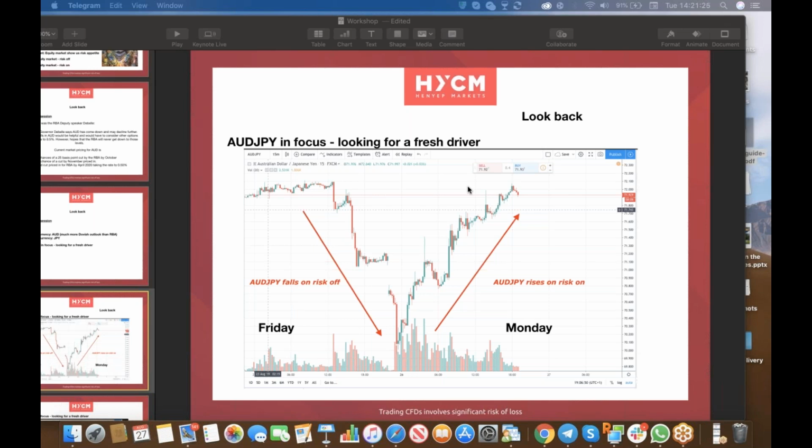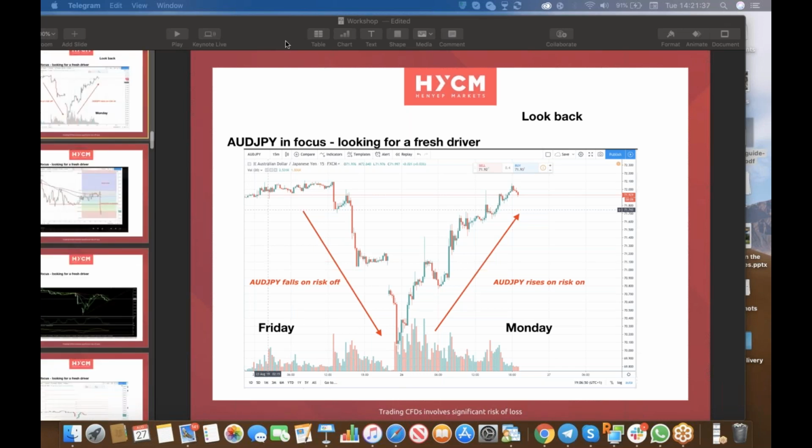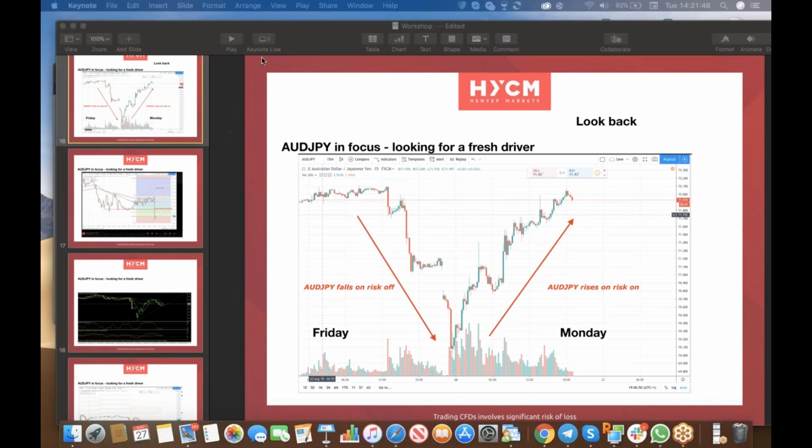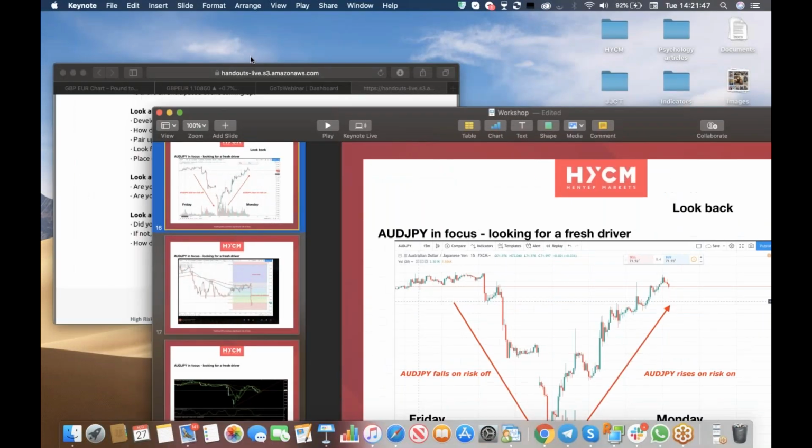And on our Telegram channel, the HYCM Telegram channel, I flagged up that risk sentiment as it was happening. I put that on as it was actually happening on Friday. So if you're a subscriber to the Telegram channel, you would have got that notification, and you would have seen that risk sentiment was changing very, very quickly.